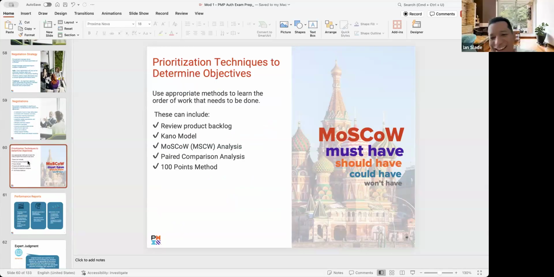So for your prioritization, we talked about this a little bit earlier. What are the must-haves, right? These are, again, the floor. These are non-negotiables, must-haves. What are the should-haves, could-haves, and wouldn't-haves, exclusions?